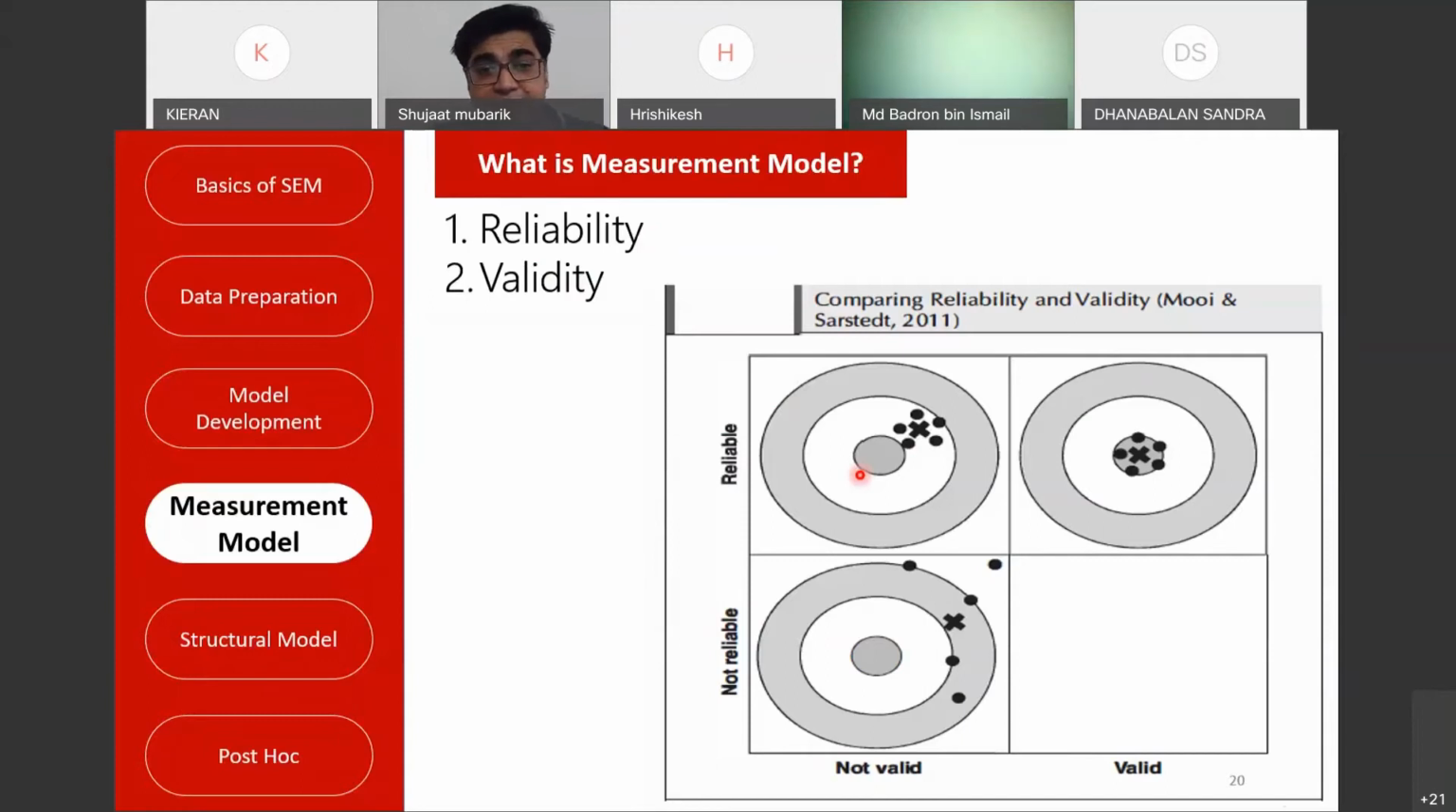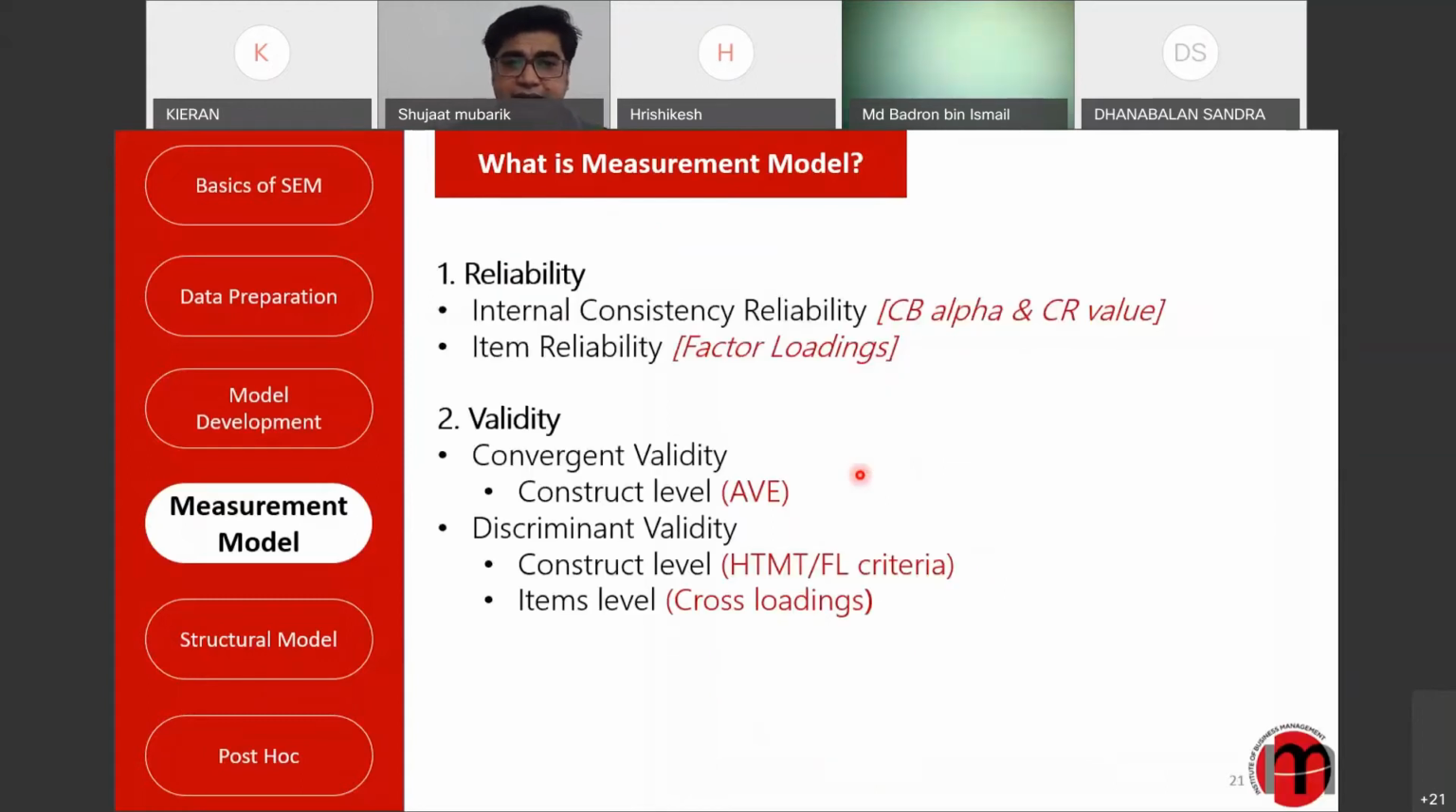I'm just going to let you know how we gauge the reliability and validity of the construct, and what the various tests are. For reliability, we have to see two aspects. The first is internal consistency reliability and the second is item reliability.